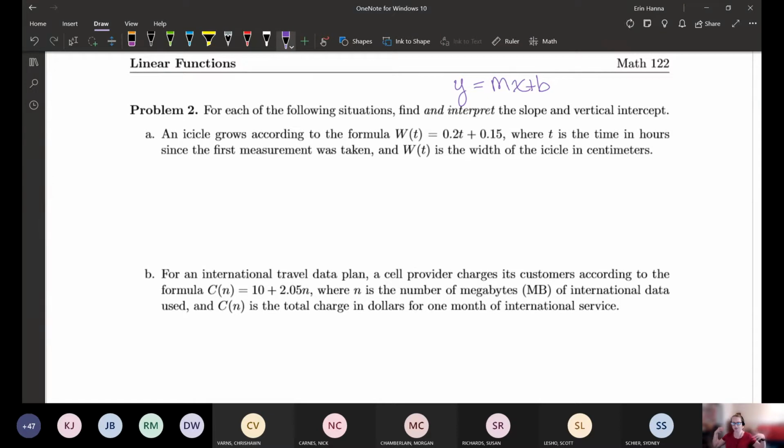So actually, since they've very nicely given us the equation, we don't really have to do too much work to actually find those two values. We just pull them off of the equation. So we have that our m, our slope, would be the 0.2. Never take the variable with it.